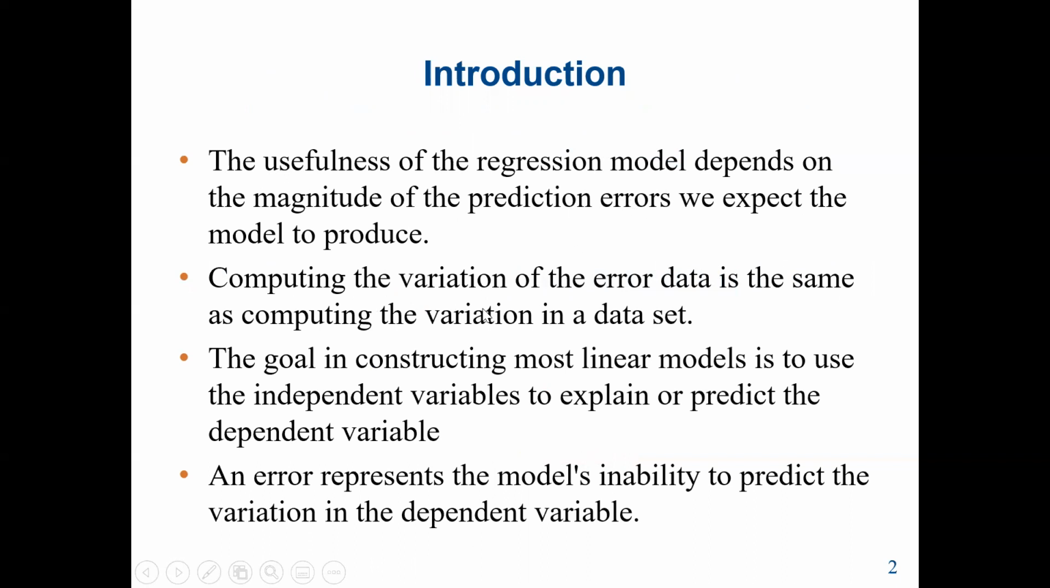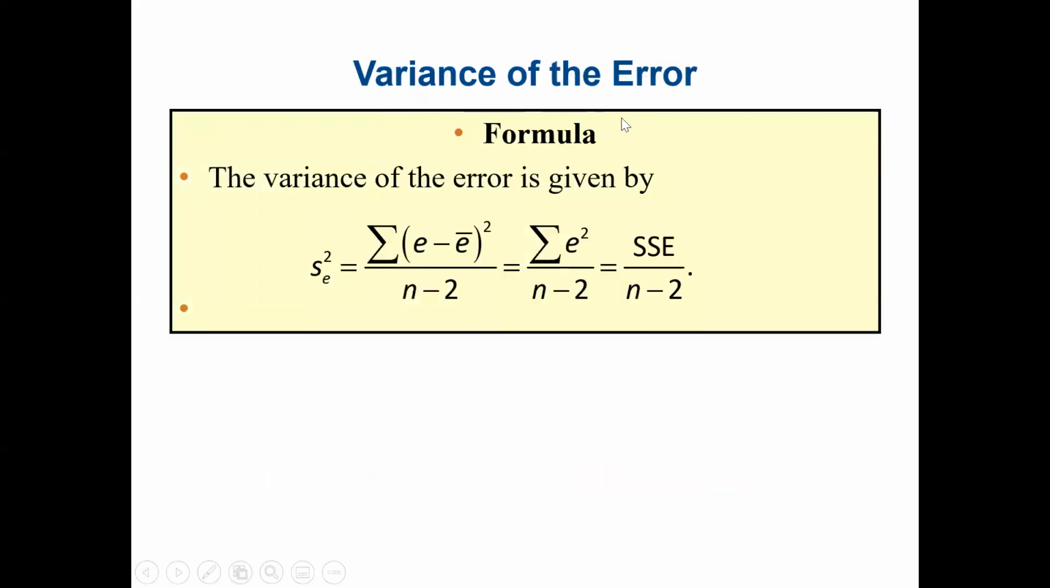Also, computing the variation of error data is the same as computing the variation in a data set. We covered this in descriptive statistics. Finding the variance or standard deviation of a data set means we want to find out how the data varies, the variation in the data set or the dispersion. Now, the goal in constructing most linear models is to use the independent variable to explain or predict the dependent variable. In this case, an error represents the model's inability to predict the variation in the dependent variable. So we start with the variance of the error.